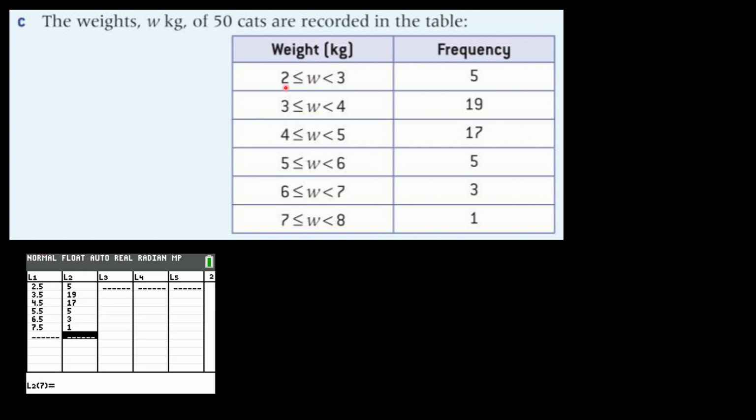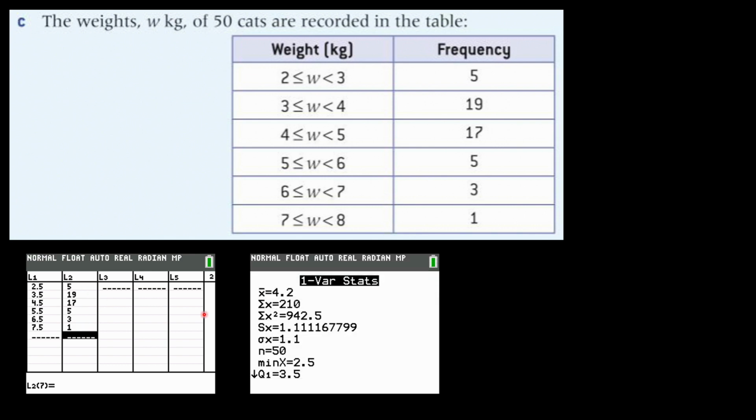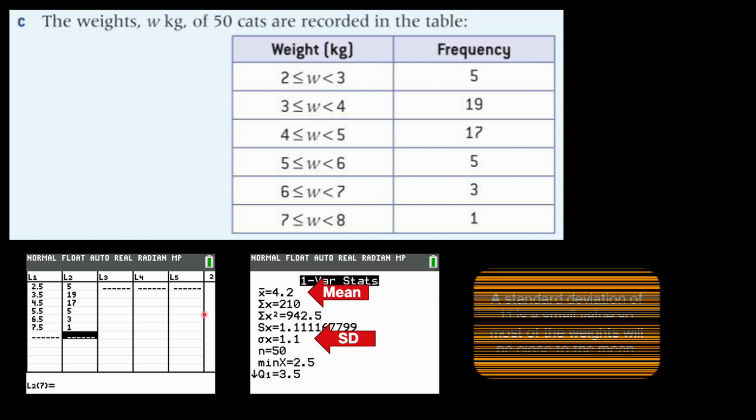Now remember, when we're doing a frequency table and we have a range of numbers, we're going to use the number that's in the middle. So between 2 and 3 is 2.5. That's why we have 2.5 right here. And then our second column is our frequency. We're going to run our one variable statistics.